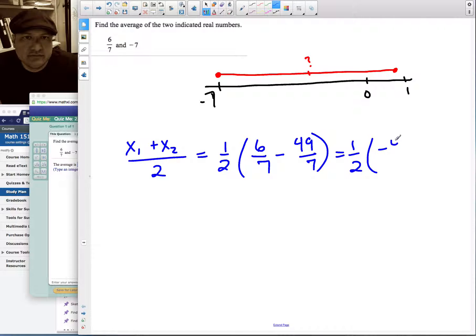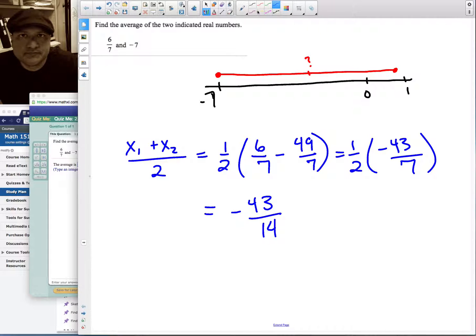This is -43/7, and this is -43. We can't really simplify anything here. Think of prime number, prime number, prime number. So we're left with this. This is 14 goes into 40. Now you don't have to do any more than this. At this point we're done.